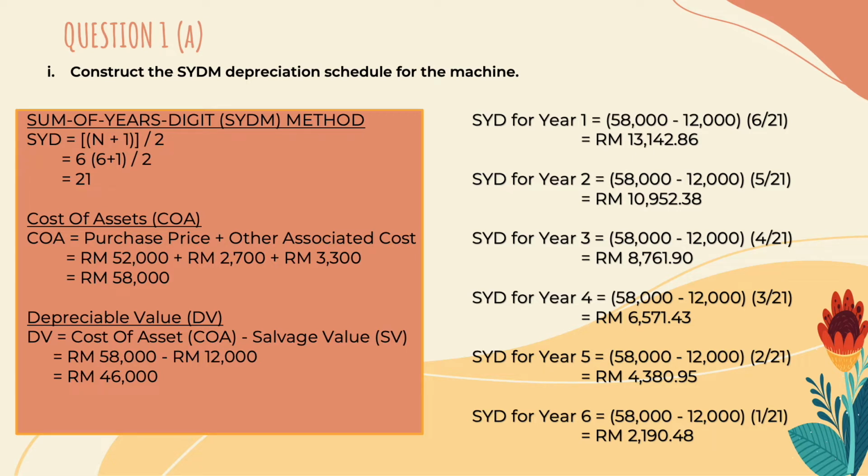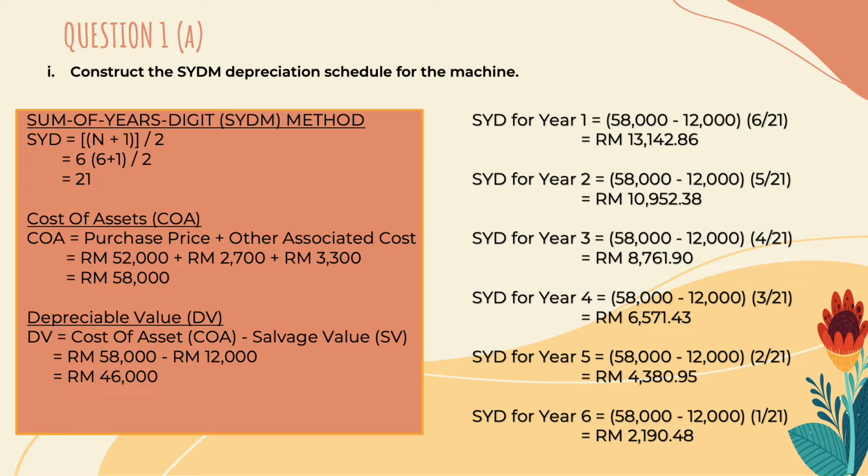As for question 1A Roman 1, it is required to construct the SYD depreciation schedule for the machine. First of all, we need to find the SYD rate, which is the formula N plus 1 times N divided by 2, and N stands for life of asset. In this question, the life of asset is 6, so 6 times 6 plus 1 divided by 2, and you will get 21.